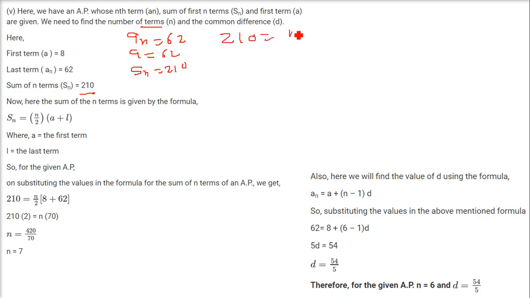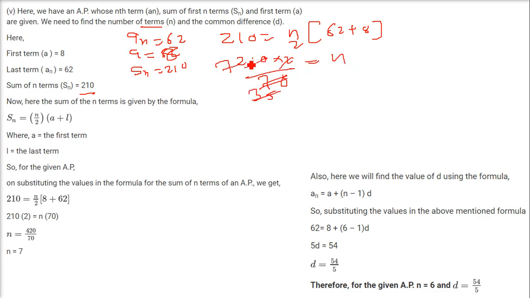So 210 is equal to n by 2 into (a plus l). This an plus a is 8 plus 62, that is 62 plus 8. What do we get? 210 into 2 by 62 plus 8, which is 70, is what we have for n. So this is 35. 35 7s are 210. So n is 7 here, right?